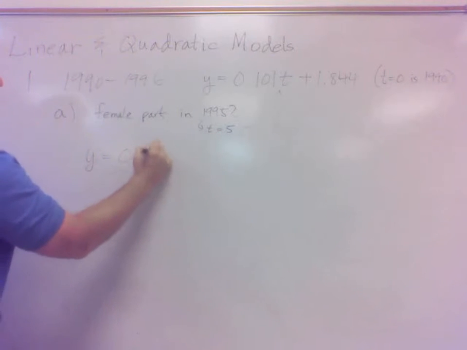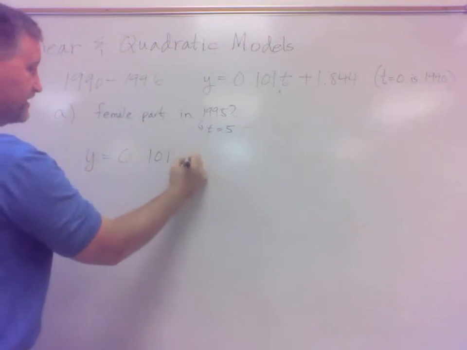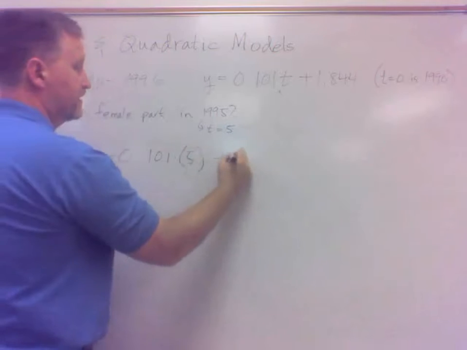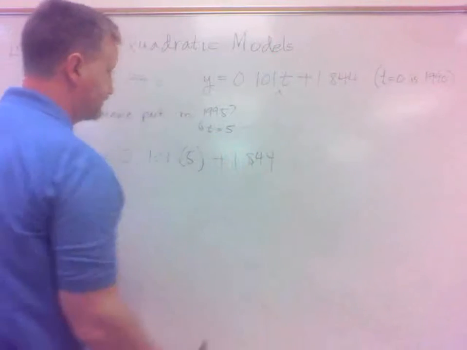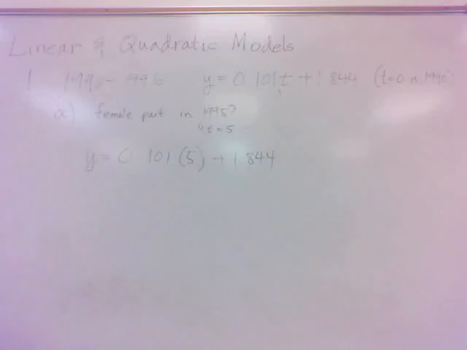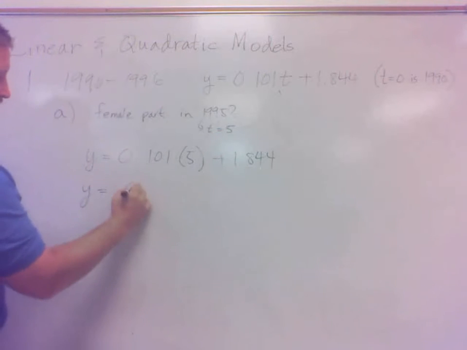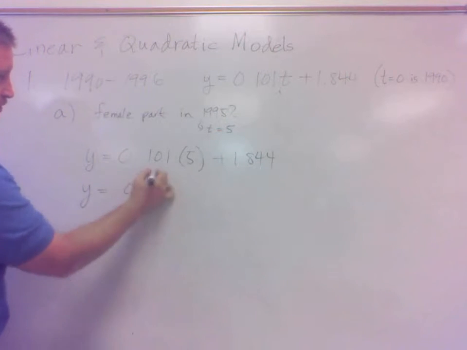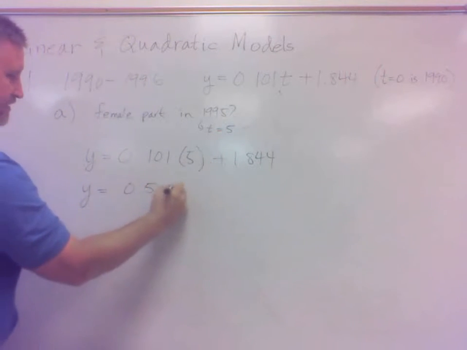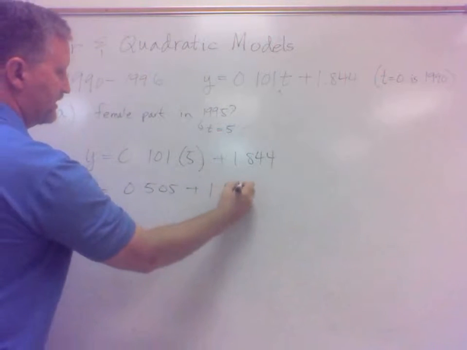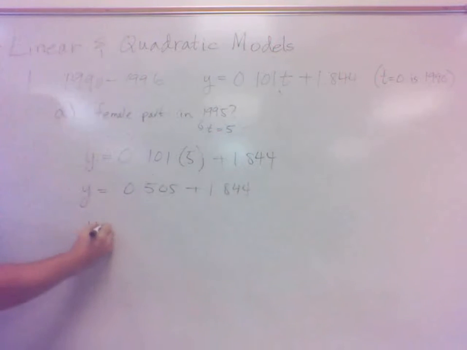So I have y equals 0.101 t plus 1.844, but t we now know is 5. This is a very simple one, just have to do the math. Multiply by 5, so 0.101 times 5 would be 0.505. Then add in the 1.844.